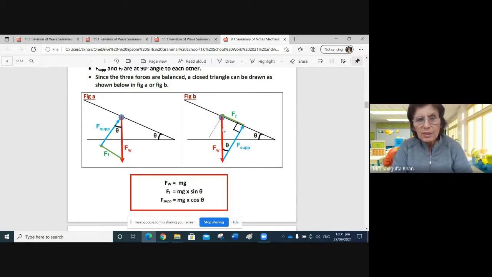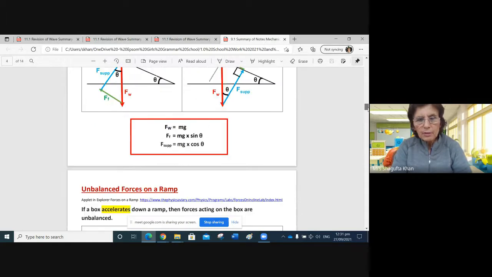Now, it doesn't matter. Instead of doing the friction force first, you could go this way. Draw the weight force first, then the support force in this direction, and the friction force in that direction. But you need to end up where you started. So the resultant force is 0. So those were balanced forces.